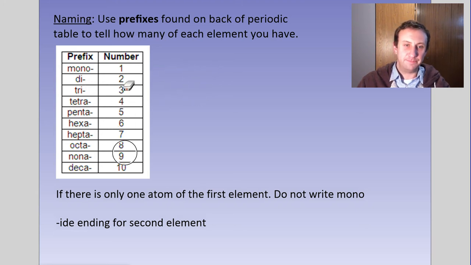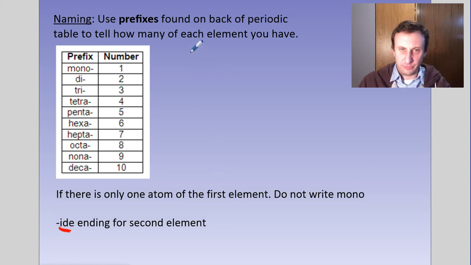Anyways, enough of that. Let's talk about now how we actually do the naming for this. So what we do is we represent how many we have of each atom in the molecular formula by using these prefixes in the name. If there is only one atom of the first element, we do not write mono. We do always write mono if there's only one on the second element. And then the last thing is we add an "-ide" ending for the second element.